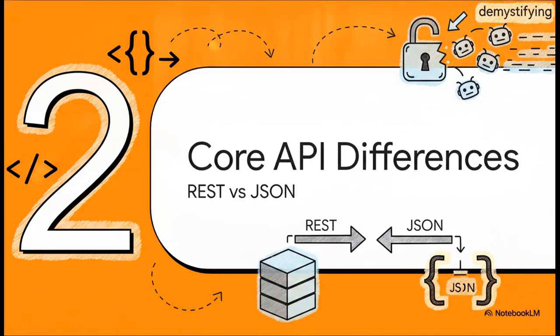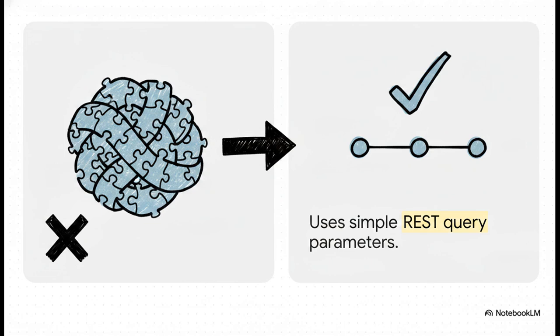Moving on to Section 2, Core API Differences. We're talking REST versus JSON. I really want to emphasize that this whole migration is primarily just a shift in how you format your requests. Anti-Captcha relies on JSON task objects that you physically have to construct and send. CaptchaAI dramatically simplifies this by using plain REST GET and POST query parameters. It is a much flatter, simpler structure.